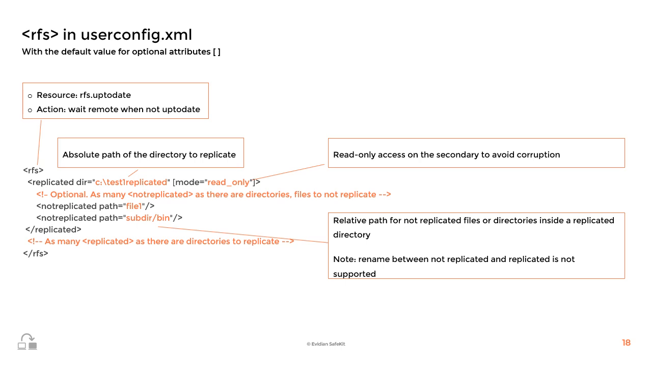The replicated tag is the main tag where you define the absolute path of a directory to replicate. The read-only mode means that the data cannot be written on the secondary to avoid corruption. Inside the replicated tag, you can define not replicated tags, meaning that some files or subdirectories must not be replicated. In the path of the not replicated tag, set the relative path of files or subdirectories inside the replicated directory. Note that renaming files or subdirectories between not replicated and replicated directories is not supported. Finally, you could duplicate the replicated tag as many times as there are directories to replicate.